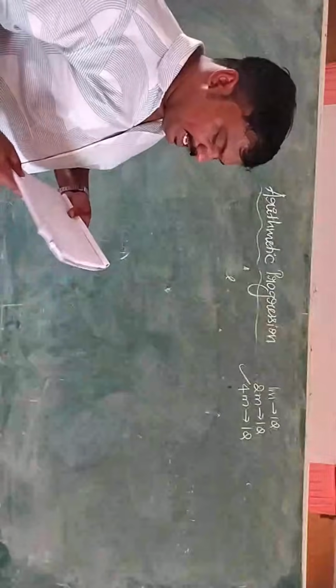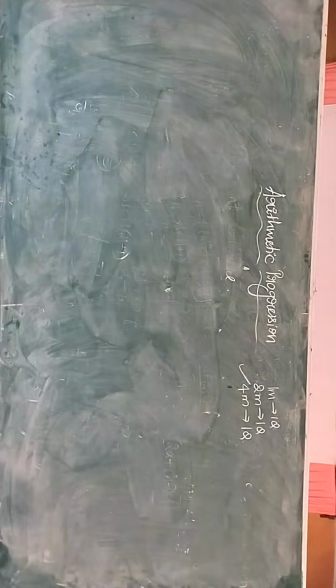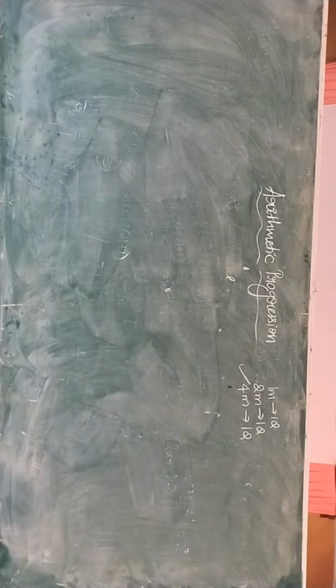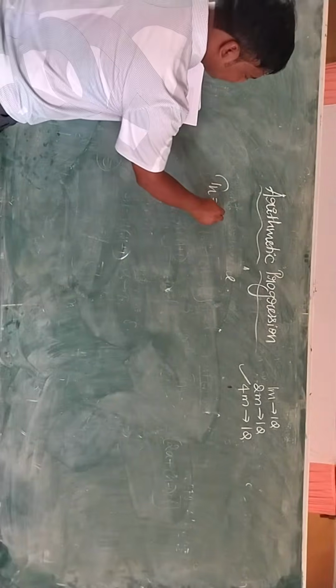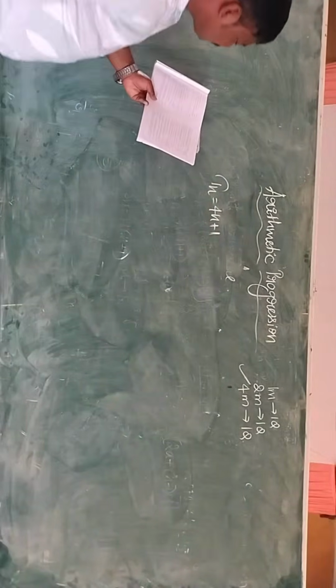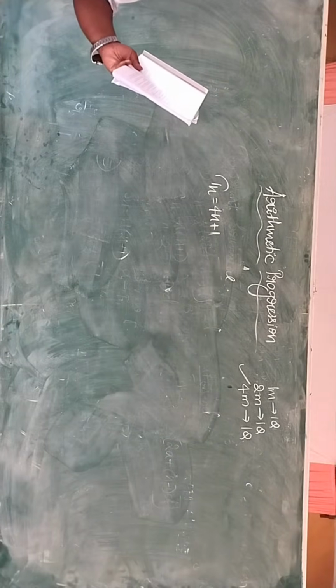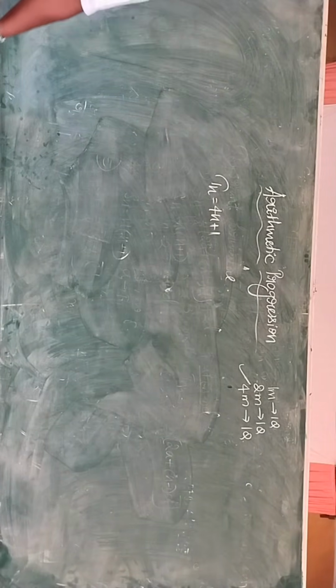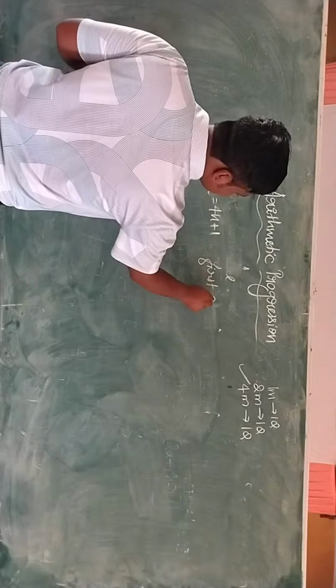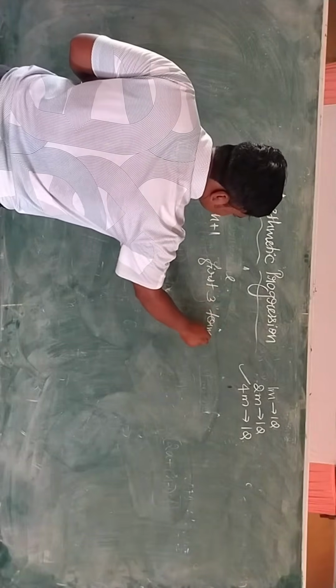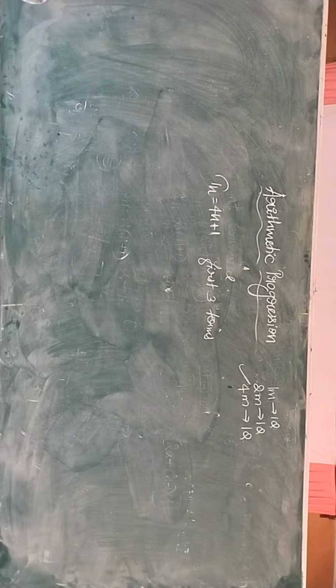If the nth term of an AP, Tn, is equal to 4n plus 1, then find the first three terms.